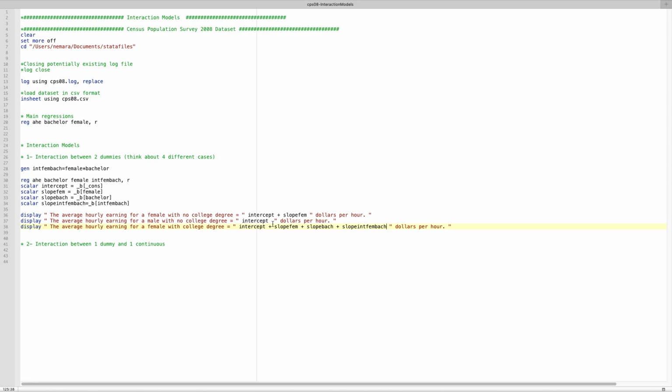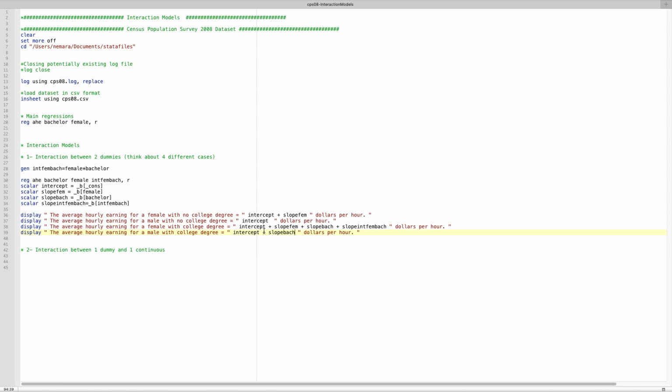Okay, what if I'm asking you to do the same thing for a male with college degree? So what's the average hourly earning of a male with college degree? You will have the intercept and you will have the slope of bachelor.